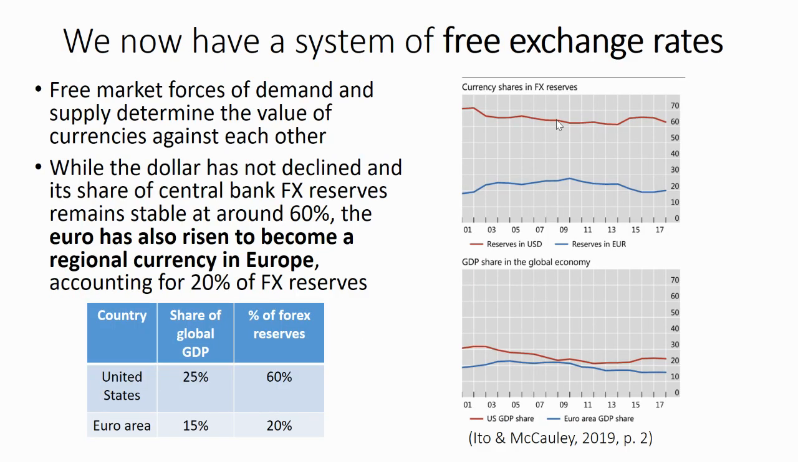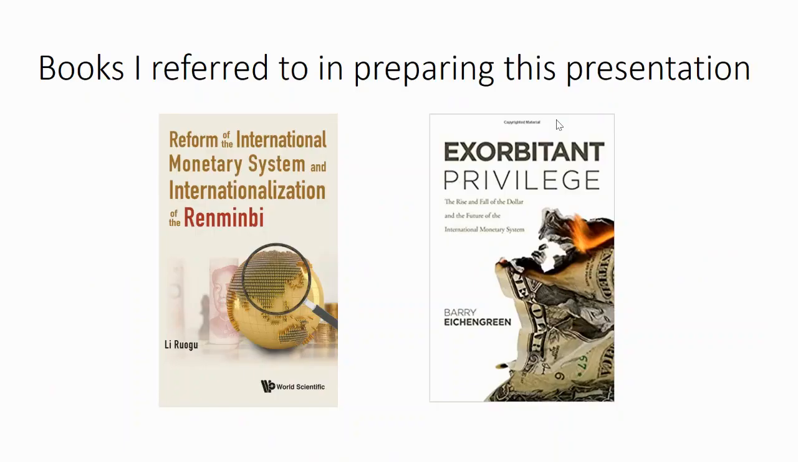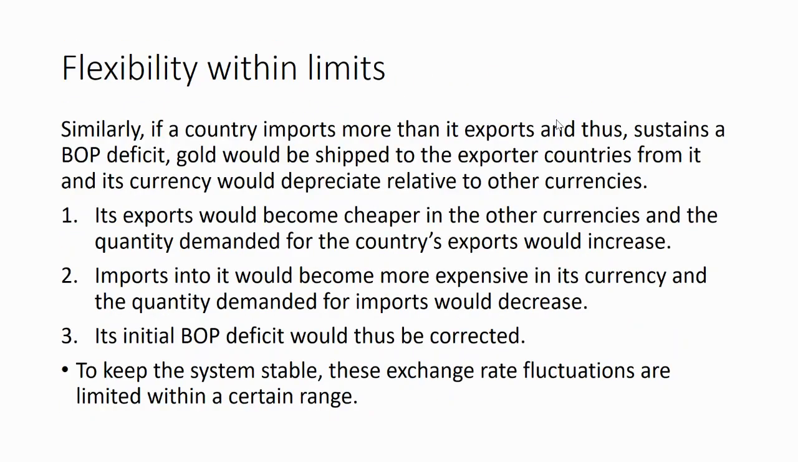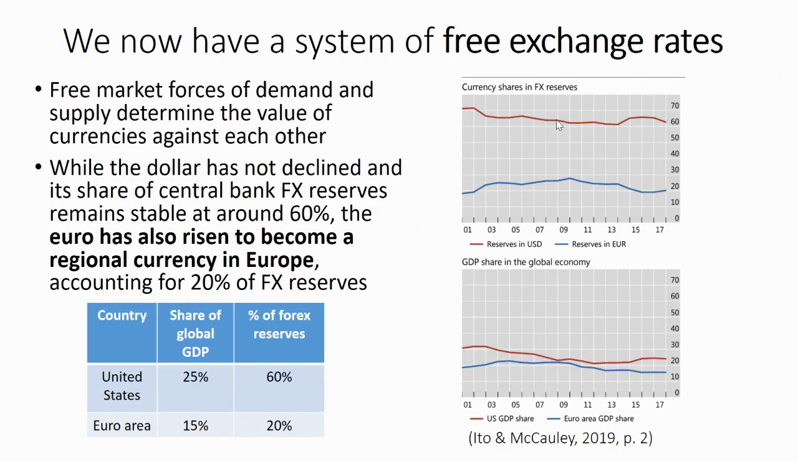And so today, we have a system which Lee calls the Jamaica system, right? 1976 to present, we have the Jamaica system, which is essentially a system of, or some people call it a non-system because there really aren't that many rules. It's just a free market of currencies, freely floating exchange rates, the value of which is determined by demand and supply.